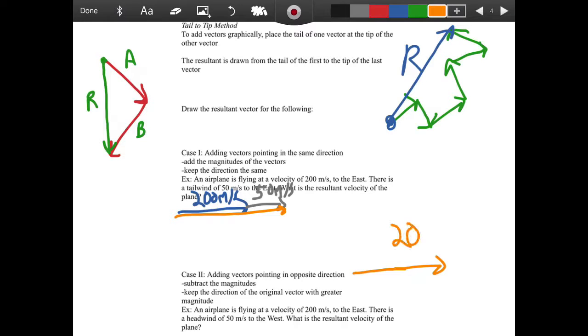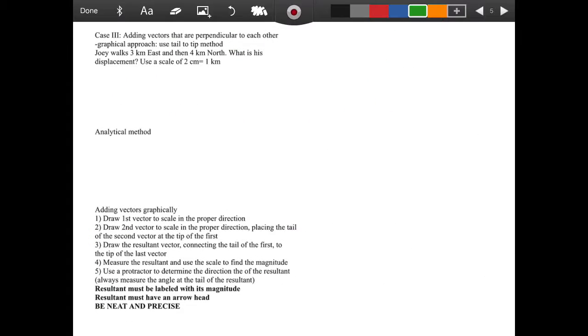So 200. But now the headwind is in the opposite direction. So the resultant is from where we started to where we ended. And you can see that that headwind will cause the resultant velocity to slow down. Okay, and then I want you to try this one on your own. We're also going to save this for class because we're going to do a nice scale drawing. Won't affect your homework.